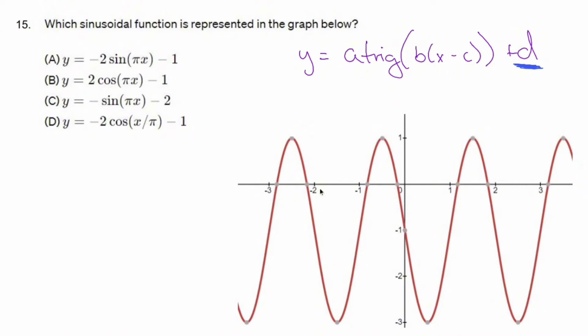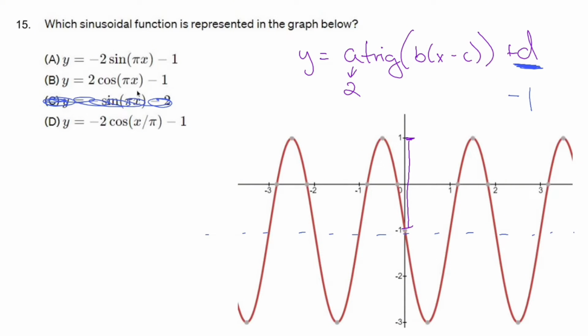Okay, where do I have a horizontal line cutting this guy in half? Well, it looks like that happens at -1. So this is going to be -1, which eliminates C. The first thing you can do now that you have your midline is find your amplitude, pretty easy, and that's by going from your midline to the maximum value and seeing what the distance of that is. So 1 minus -1 gives me a distance of 2. My amplitude is 2.